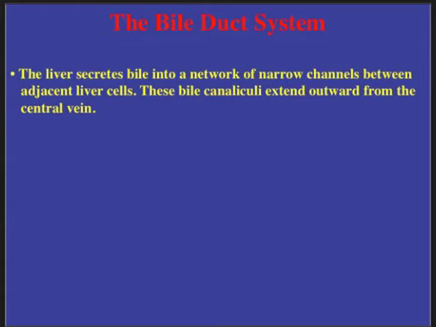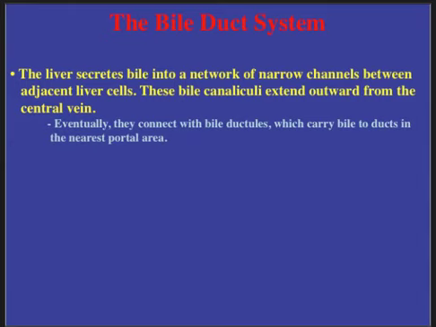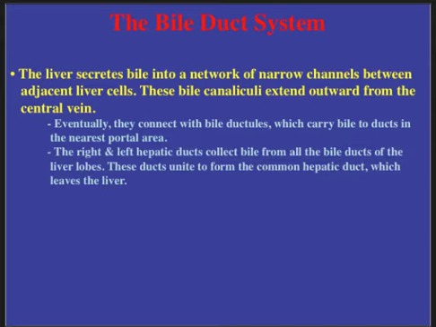Okay, bile is pretty important stuff. Bile helps to emulsify fat in the small intestine. The liver secretes it into a network of narrow channels between adjacent hepatocytes. These canaliculi extend outward from the central vein. Eventually, they connect with the bile ductules, and this carries the bile into ducts in the nearest portal area. The right and left hepatic ducts collect bile from all the bile ducts of the liver lobes, and then these ducts unite to form the common hepatic duct, and that exits the liver and heads straight to the gallbladder.